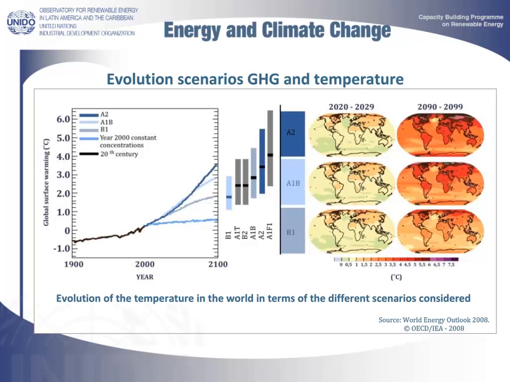The A1 storyline and scenario family describes a future world of very rapid economic growth. The A2 storyline and scenario family describes a very heterogeneous world. The B1 storyline and scenario family describes a convergent world with the same global population, which reaches its highest level in the middle of the century, thereafter decreasing. The B2 storyline and scenario family describes a world where the emphasis is on local solutions to economic, social, and environmental sustainability.